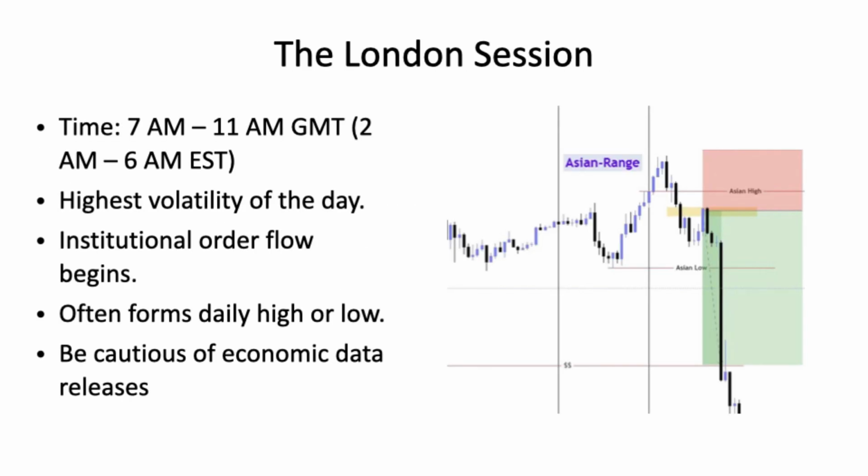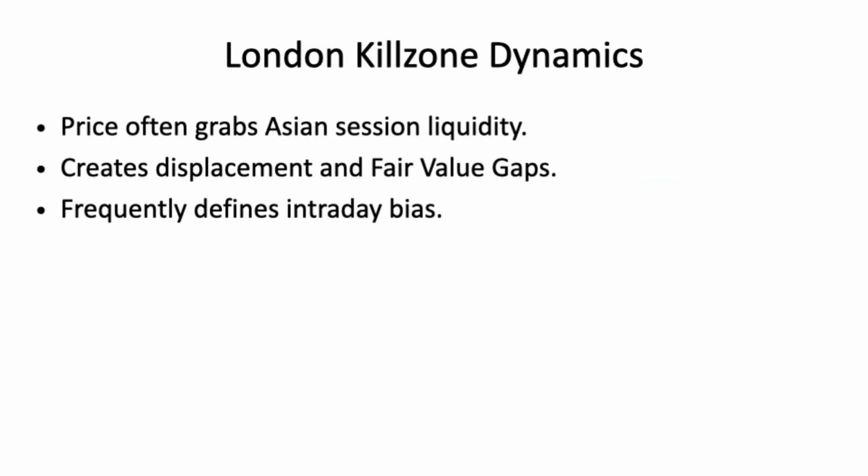And then London opens. This is where the action really begins. The London session brings the highest volatility of the day. This is when true institutional order flow kicks in, and it's very common for the daily high or low to be formed here. The London Killzone is all about manipulation. Price will often sweep the highs or lows created during the Asian range, grabbing all that liquidity, before making a strong, decisive move in the opposite direction. This is where you'll see those beautiful fair value gaps and displacements form. The bias for the entire day is often set here.